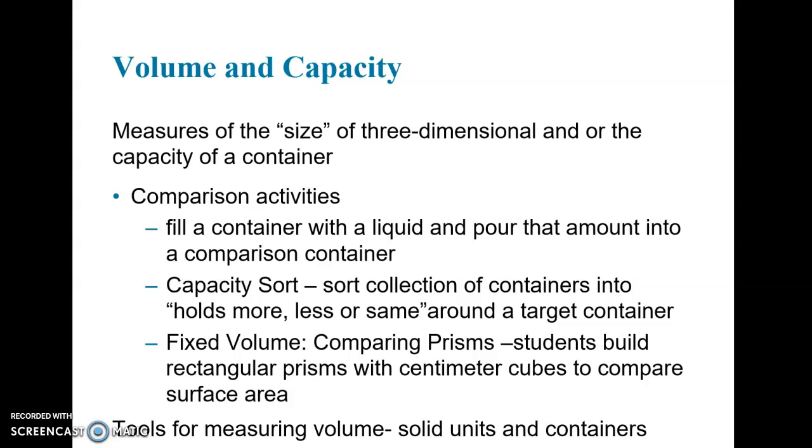One way to find the capacity is to fill one container with something and then pour it out into a comparison container. To compare volumes of solids, such as a ball and an apple, a displacement method can be used. Have students predict which object has the smaller or greater volume, and then place it in the measuring cup or beaker. Good activities are on page 45, capacity sorts and fixed volume comparison prisms, 1826 and 1827.